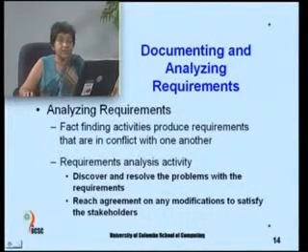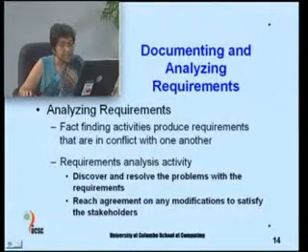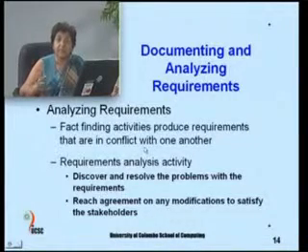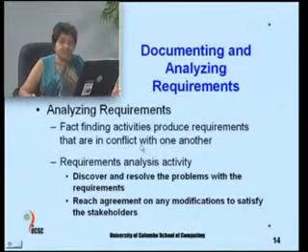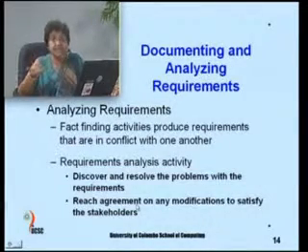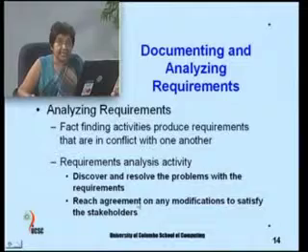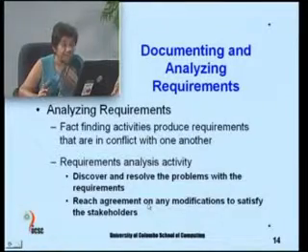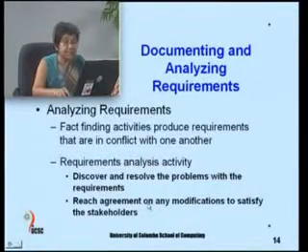Discover and resolve the problems with the requirements, and reach agreement on any modifications to satisfy the stakeholders. Definitely, when there are conflicting requirements, you cannot implement both, so you have to come to an agreement. This is, I would say, a process of negotiation between the analysts and the various stakeholders, the users of the system, so that you can arrive at a successful solution.